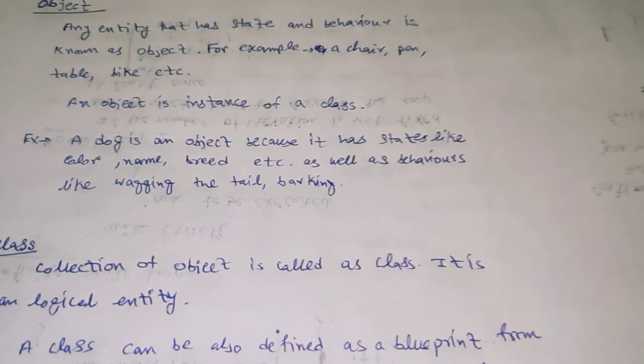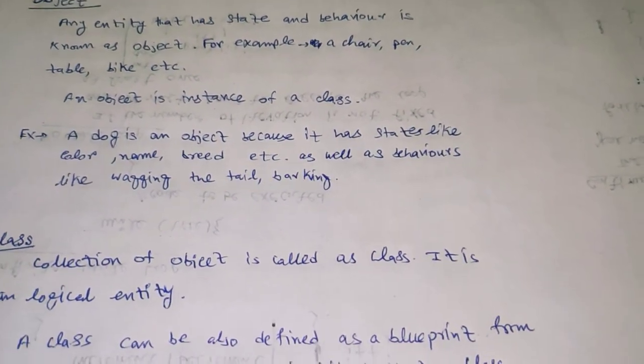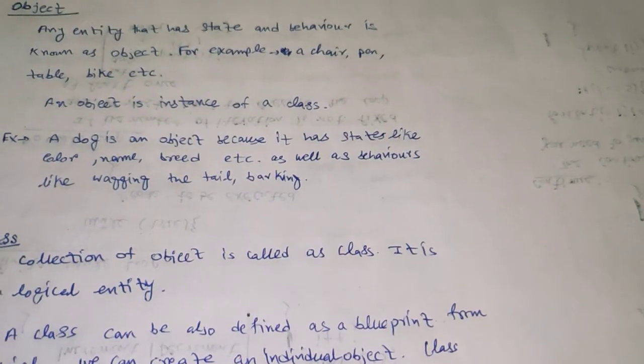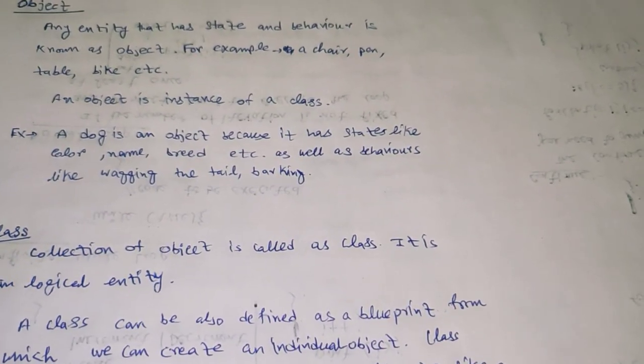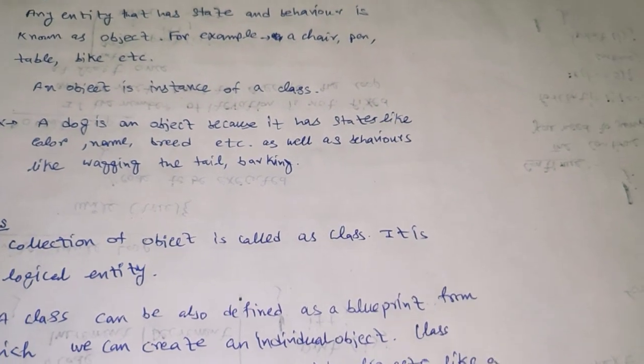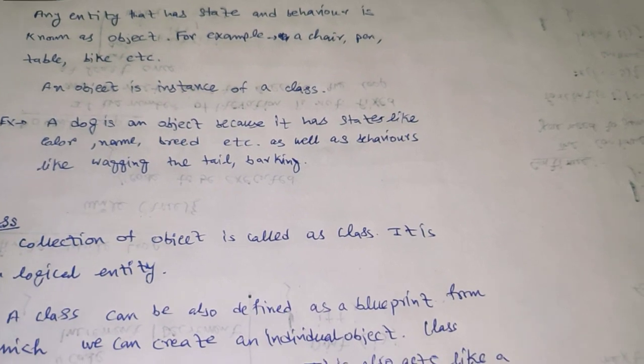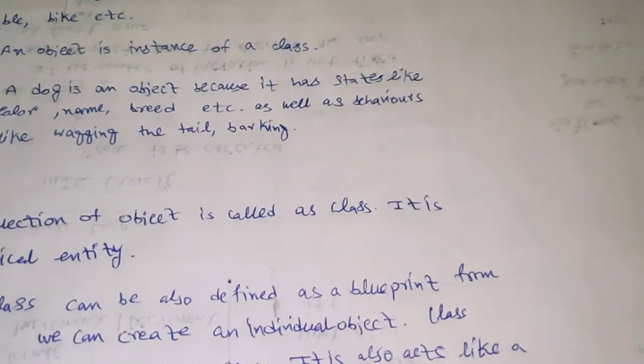Suppose a student is also an object of a particular name. Suppose s1 is a student object, s2 is a student object. Student is the class, but inside the class we create an object of student type. S1 is an object of student type, S2 is an object of student type.